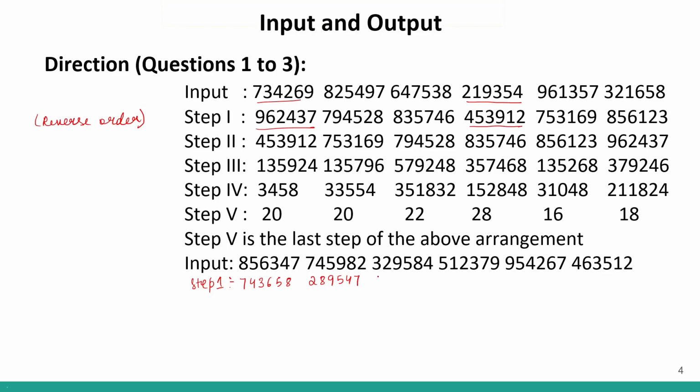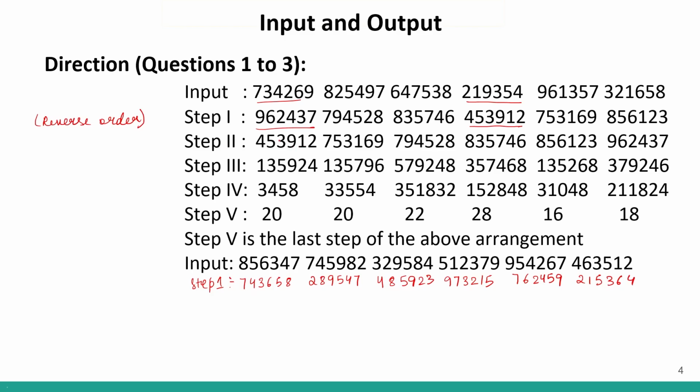This will be 289547. This will be 485923. This will become 973215. This will become 762459. And this will become 215364. Correct? Simply we have arranged them in reverse order.